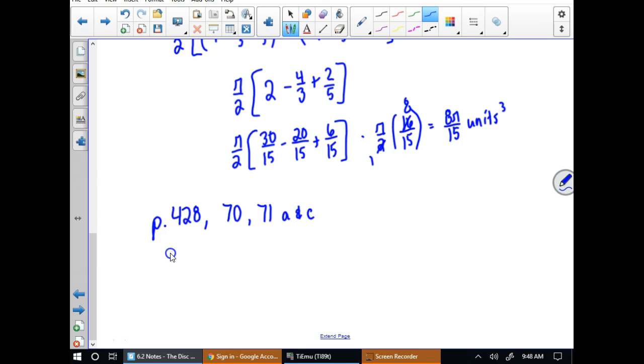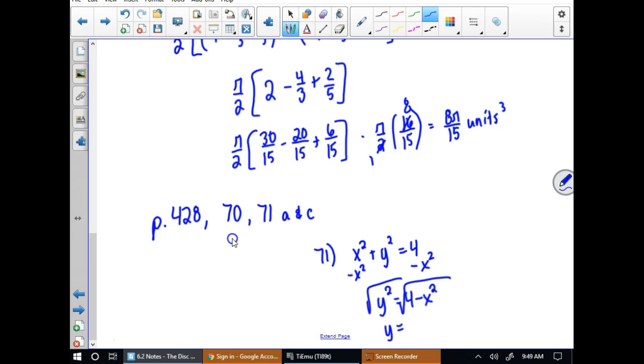I do need to tell you one thing about 71. 71 gives you the equation like this. For 71, it gives you x squared plus y squared equals 4. What is that the equation of? Circle, right. To be able to do the problem, you're going to have to solve it for y. So you would subtract the x squared, and you would have y squared equals 4 minus x squared. And you would square root both sides, which would give you y equals plus or minus the square root of 4 minus x squared.